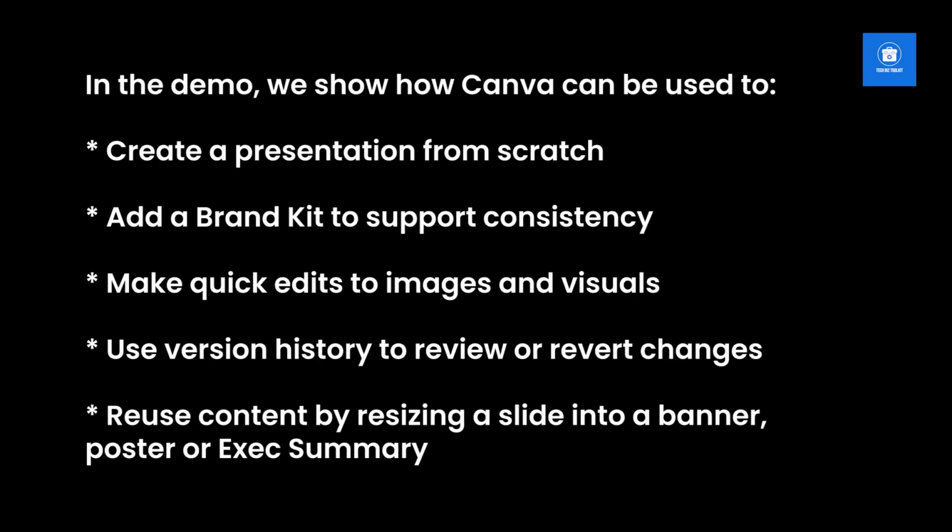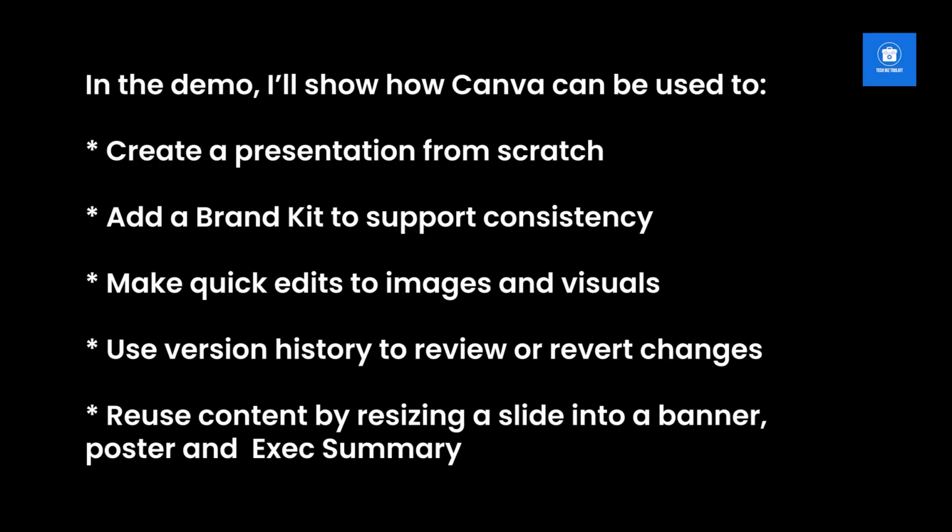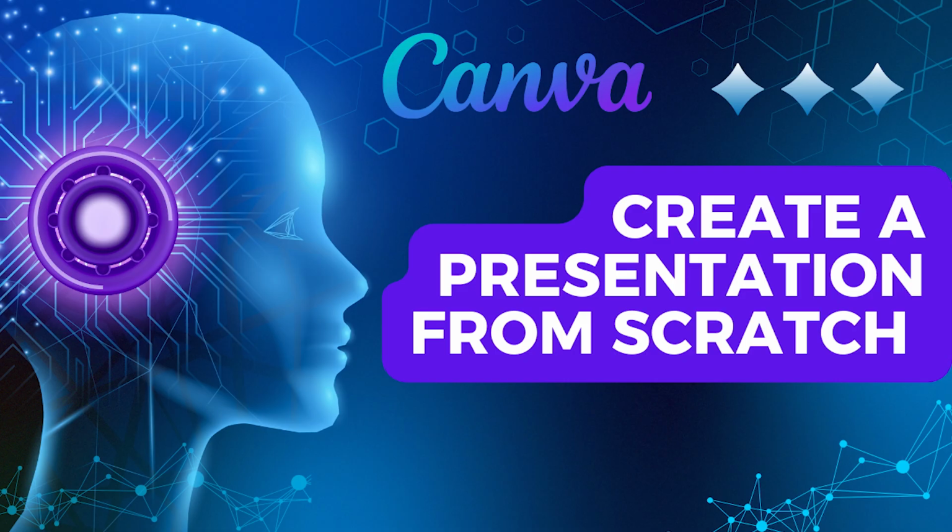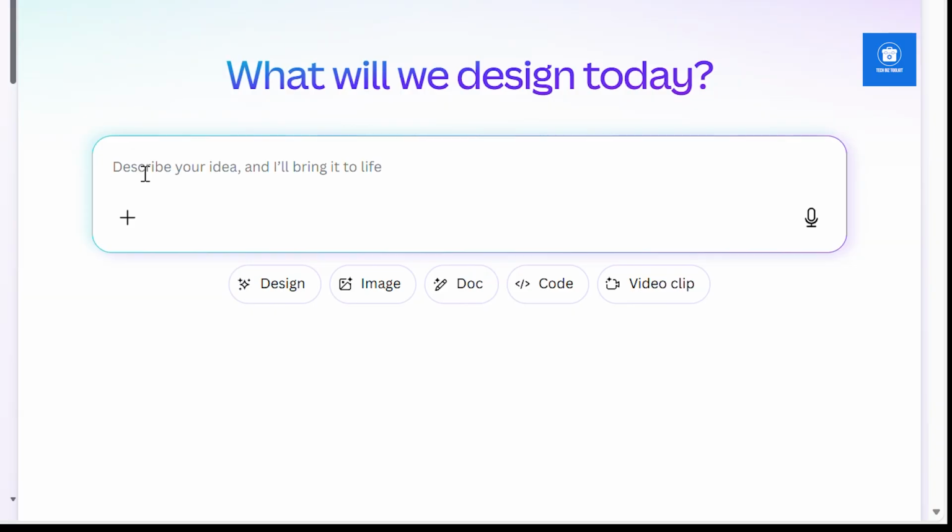In this demo, I will show you how Canva can be used to create a presentation from scratch, AI assisted with Canva AI, add a brand kit to support consistency, make quick edits to images and visuals, use version history to review or revert changes, and reuse content by resizing a slide into, say, a banner or a poster or exec summary. First, I'm going to paste in here the communications I want to use to build this presentation.